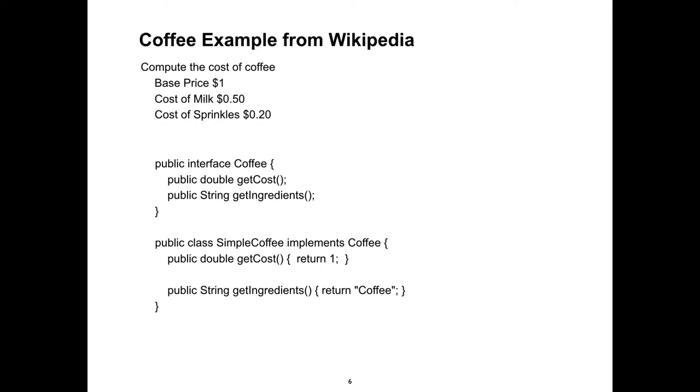And so then using a decorator pattern, we can build our interface, right, of coffee, and we can add a couple methods, get cost and get ingredients. And then the base coffee class, right, returns the cost, right? And the ingredients is coffee.